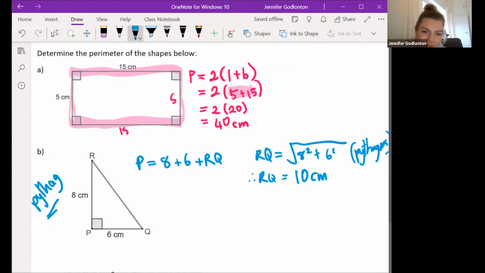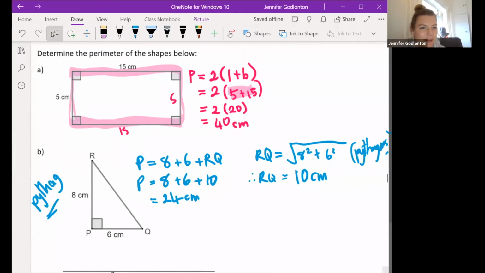Perfect. Okay, so finish off your perimeter for me. And then I added 8 plus 6 plus 10 equals 24 centimeters. Perfect. Great. Excellent. Okay, are we happy? All we've done here, the only new thing that we've done here, is that we've brought in some Pythagoras.